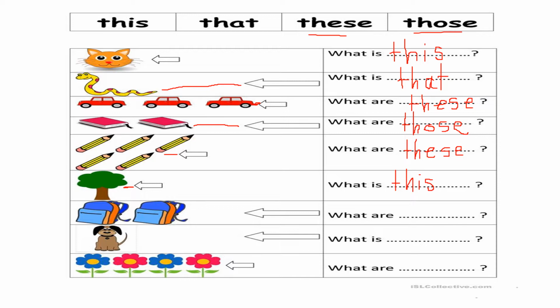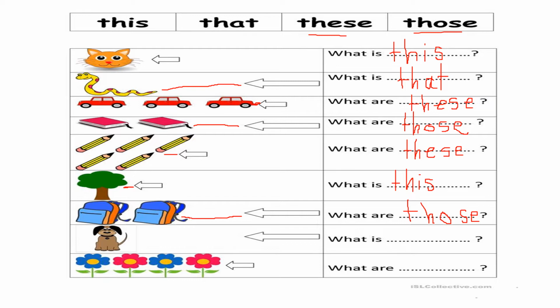Here we have 2 bags. So again, what are? Because there are 2. These or those? Yes, those, because look, it's far away. So what are those? Look, how do we write those? TH, the sound th, OSE, those. Okay, very good.